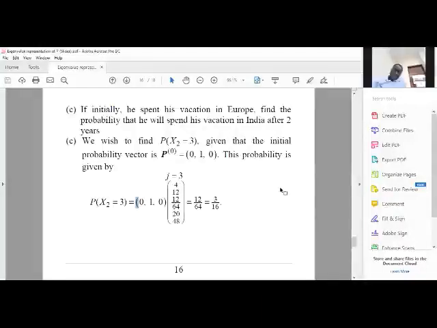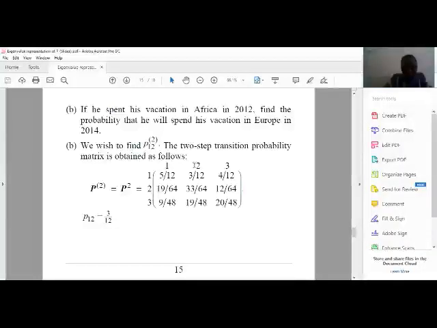Then we take the two-step transition matrix. The second column. Have you seen it? Instead of the third column, you now use the second column. And if they ask what is the probability that after 2 years he will be in Africa, if initially he was in Europe, then you multiply the initial probability by the first column. So when they give you an initial probability, you always multiply by the column where you are expecting it to be, and that gives you the required probability.